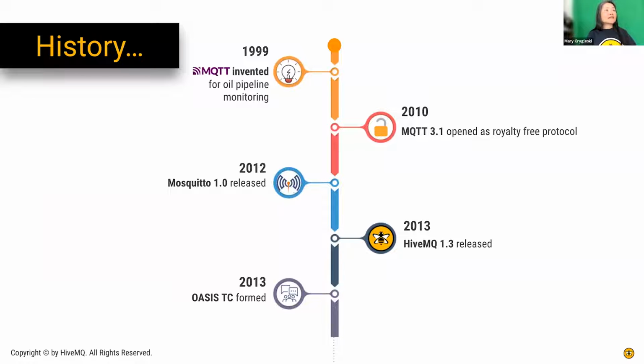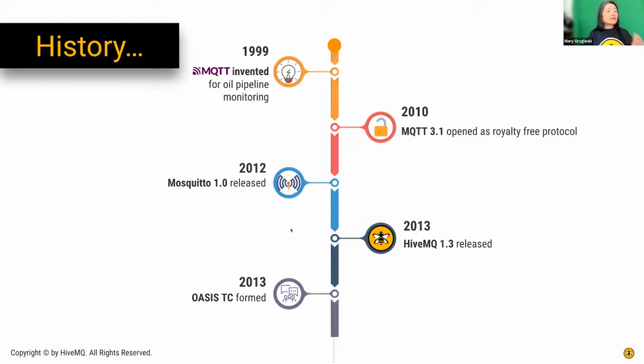And then in 2010, there was increasing interest in it because it really is a very versatile protocol, right? It's simplistic, and it's not way too complicated like some of the other things. So there was an increasing amount of interest in it, and then there was a lot of development. So in 2010, MQTT 3.1 was opened up as a royalty-free protocol. Then in 2012, Mosquitto 1.0 got released.